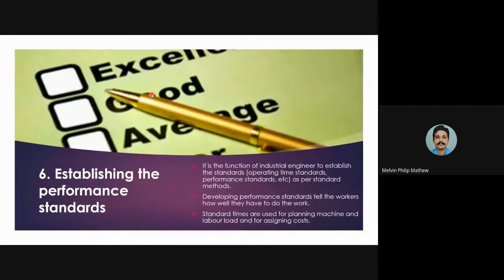Next is establishing performance standards. So depending upon the operation or job and the quality of material, we implement sufficient denotations, such as you can see in the figure: excellent, good, average. So we are giving performance standards. So how the performance is being done, and this increases the morale of the labor. So depending upon the performance, if it is good and excellent, this increases the morale of the labor, thereby increasing production. So these are all studies done under industrial engineering.